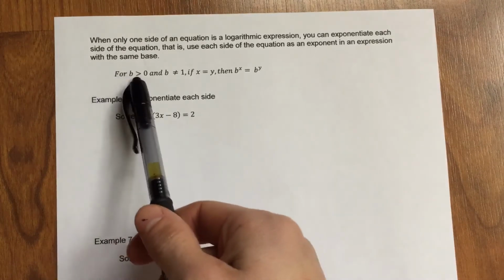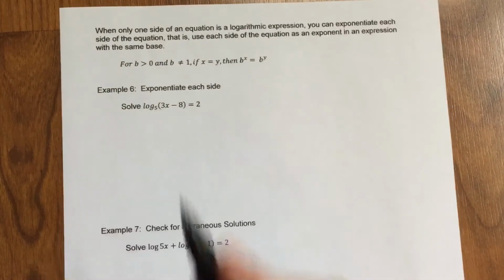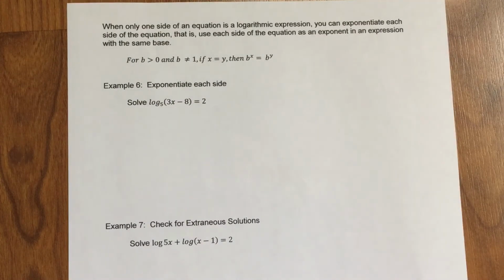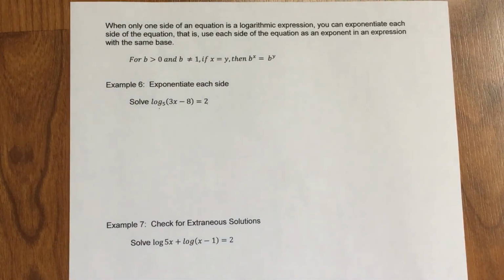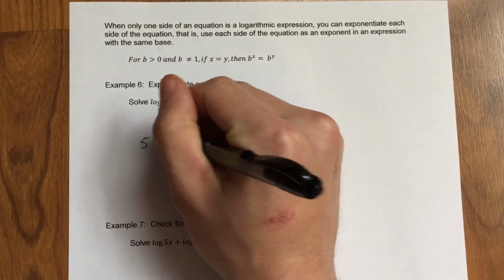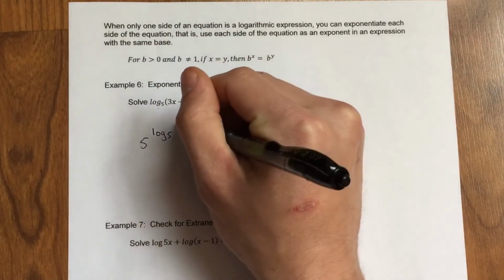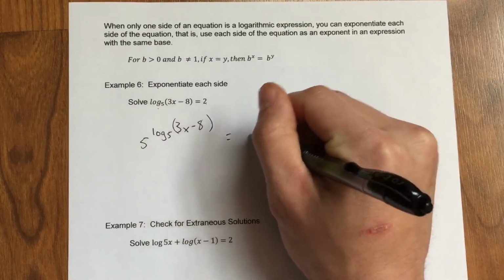So, for b greater than 0 and b not equal to 1, if x equals y, then b to the x equals b to the y. Again, let's translate that into a real example here. Basically what we're saying is, if I have an equation like so, I can rewrite this by making each part of the equation the exponent in a new equation. So watch how I would do this. And there is a reason why I'm choosing 5, which we'll review momentarily.